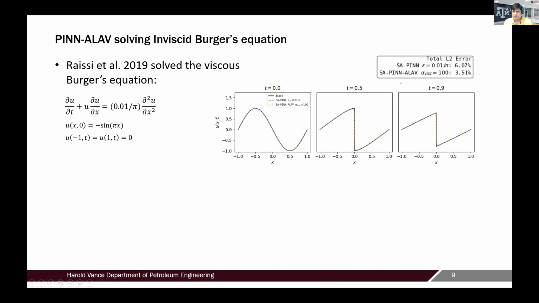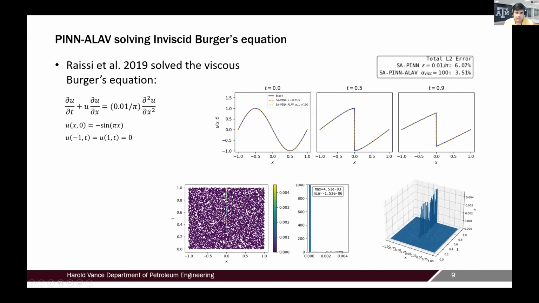However, if I use the PIN ALAV in order to solve the inviscid Burgers, okay, you can see a very good match, and our error is better than applying the fixed one. And you can see here, this map is in the same way. You have x and time here, and you can see there is a very tiny line across here on x equals 0. That is exactly where the shock front happens.